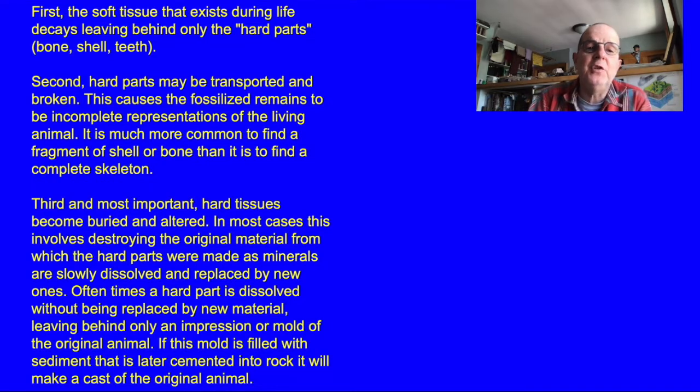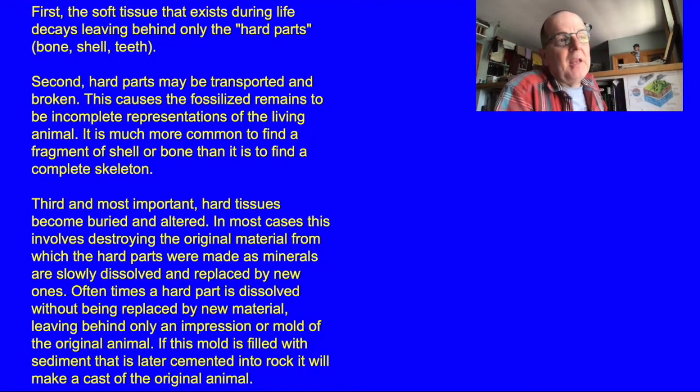So first, the soft tissue that exists during life decays, leaving behind only the hard parts. Second, hard parts may be transported and broken. This causes the fossilized remains to be incomplete representations of the living animal. Often we don't find complete fossils. It's much more common to find a fragment of a shell or bone than it is to find a complete skeleton. Third, and most important, hard tissues become buried and altered.